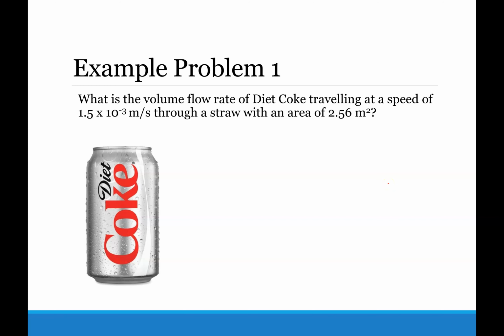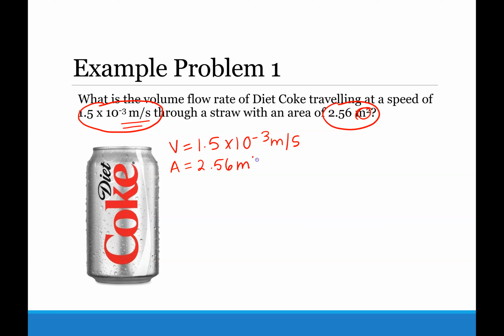So the problem tells us that we have a velocity of 1.5 times 10 to the minus 3 meters per second. And in this course, anytime you see something listed in units of meters per second, it's usually going to be velocity. The problem also tells us that we have an area, because we've used this before, we know what that means. We have an area of 2.56 meters squared, and it's asking us for the volume flow rate.